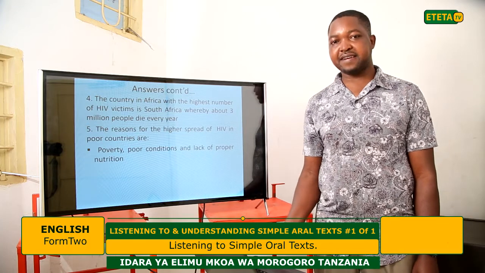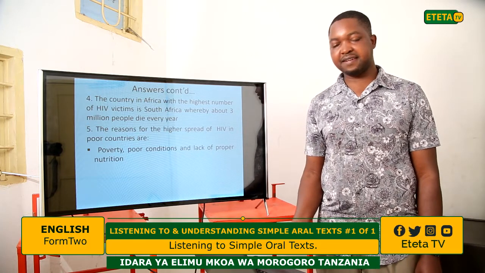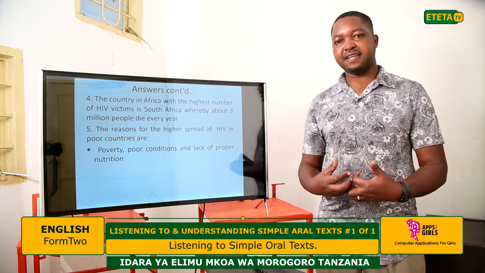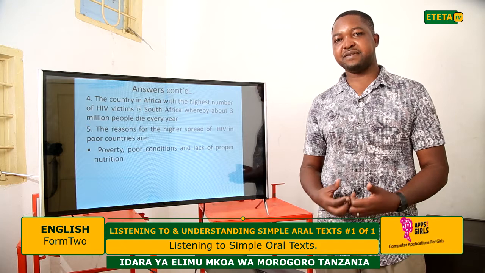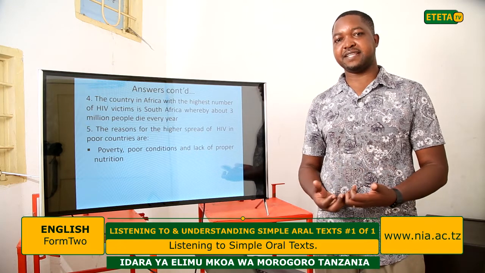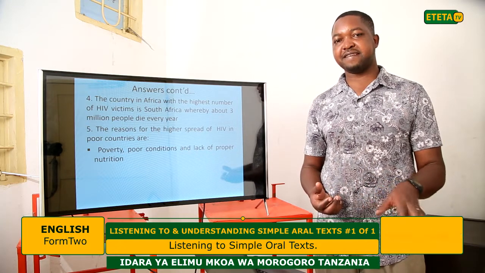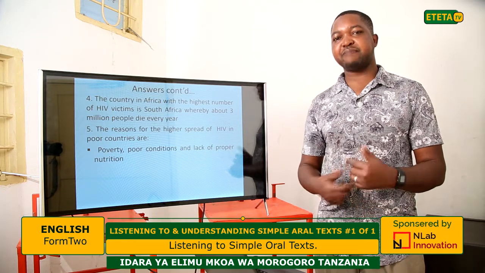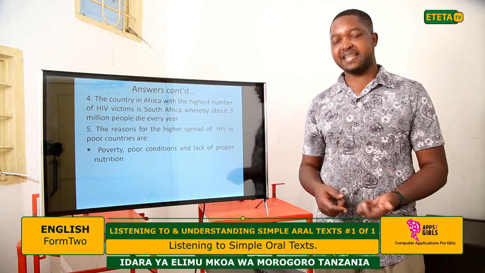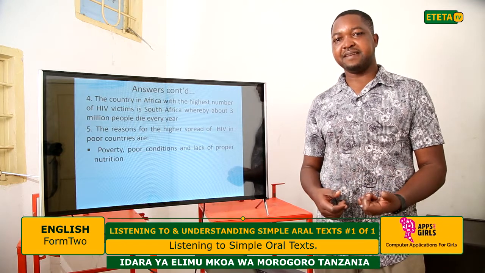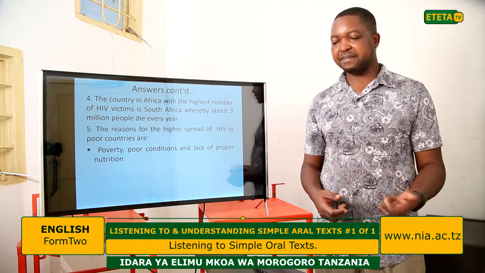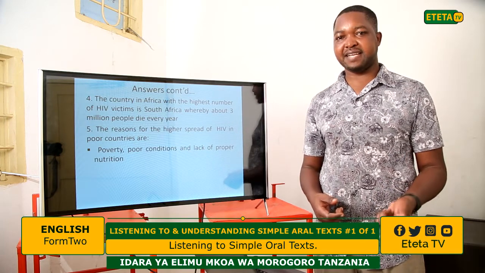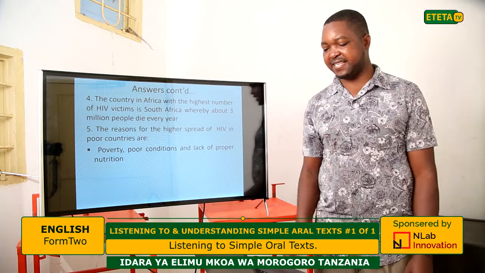We have most of the African countries living in abject poverty. People are living in poor conditions and they don't have enough food to eat. You can find some of the children suffering from kwashiorkor, and therefore it's very easy for them to be infected, especially with poverty. People can indulge themselves in prostitution in order to earn money. As a result, they can be infected.